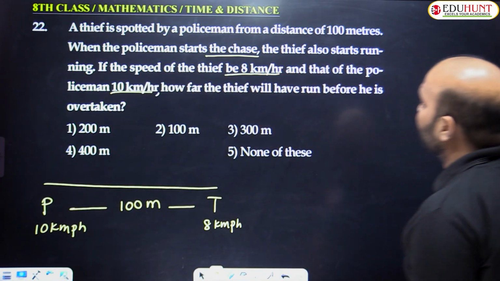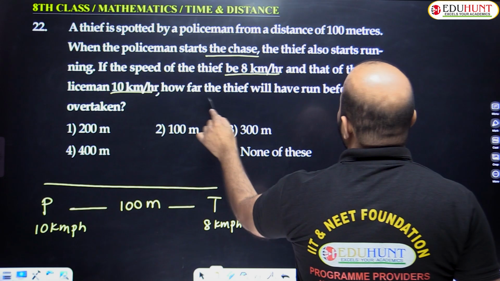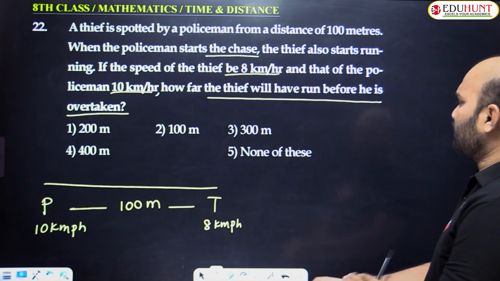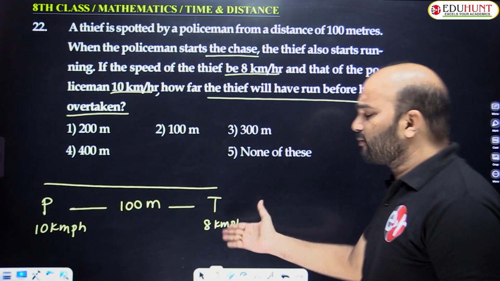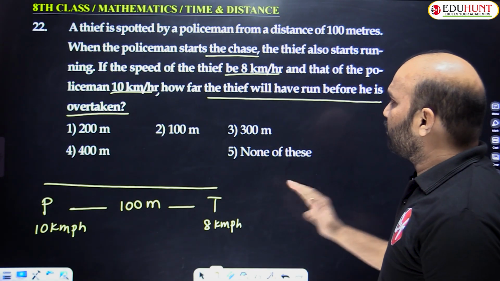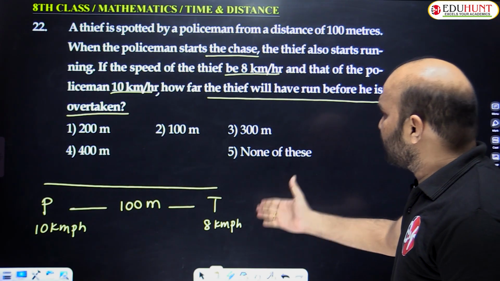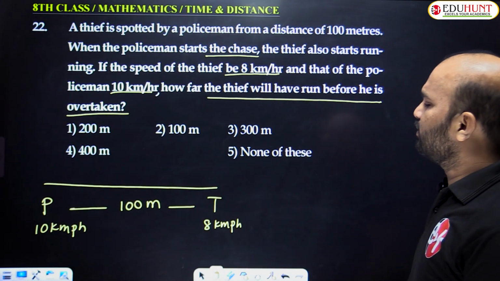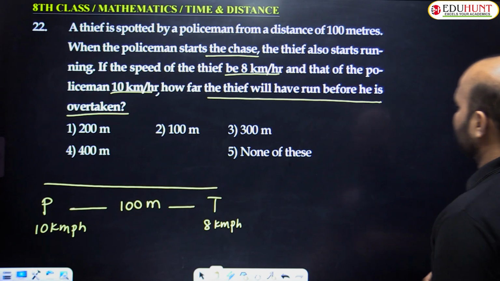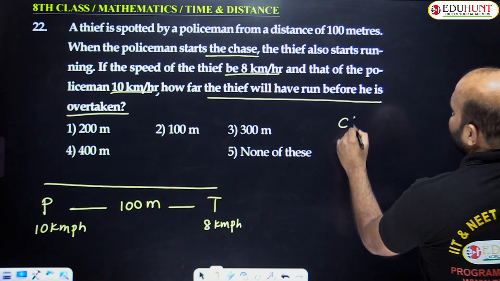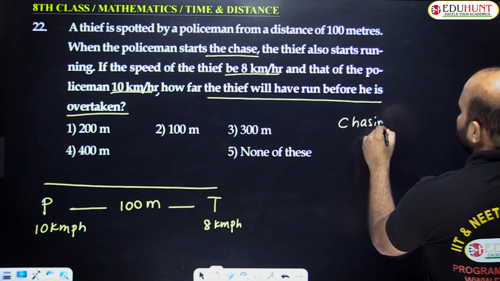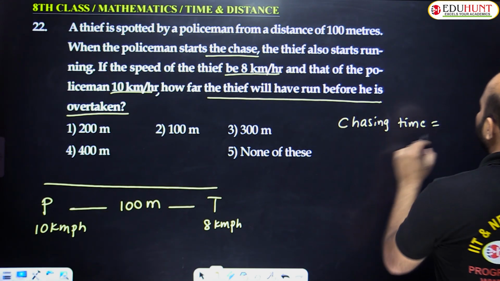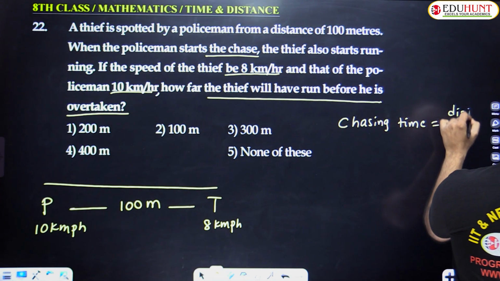But the question I am asking is how far the thief will have run before he is overtaken. Before he is caught, how much distance is covered by the thief? That is the question. If it is given this type of question, first you have to calculate the chasing time. Chasing time is nothing but time equals distance by relative speed.